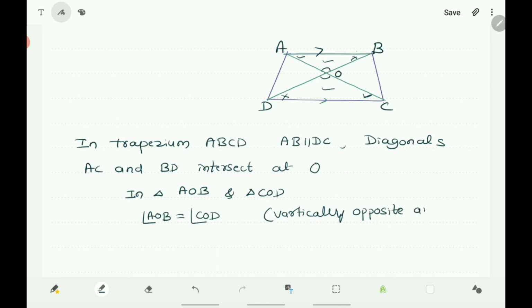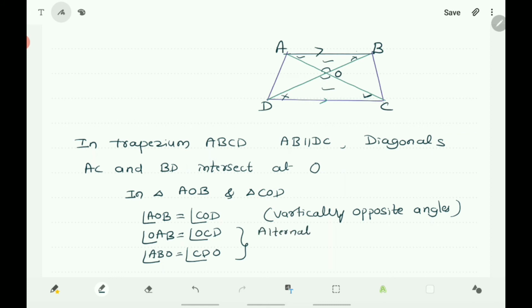Vertically opposite angles. Next, angle BAO or OAB. Angle OAB is equal to angle OCD, and also angle OBA or ABO. Angle ABO is equal to angle CDO. So for these two, you can give the reason: alternate angles.